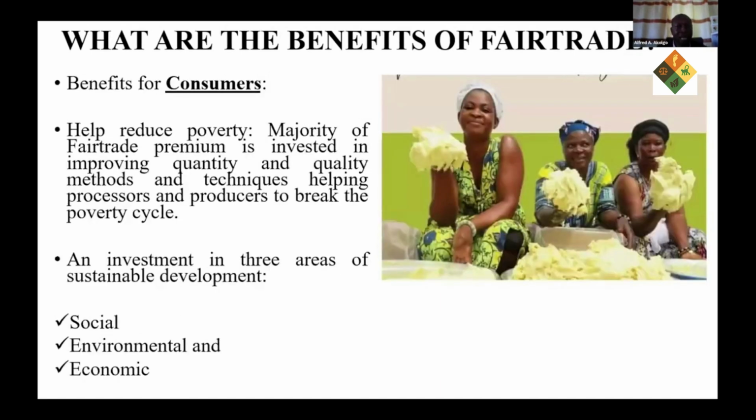Now, I want us to look at the benefit of fair trade in relation to consumers. And when I say consumers, I'm referring to the customers of Essential Depot and then Greener Life Club members. Now, what are the benefits? It helps reduce poverty.